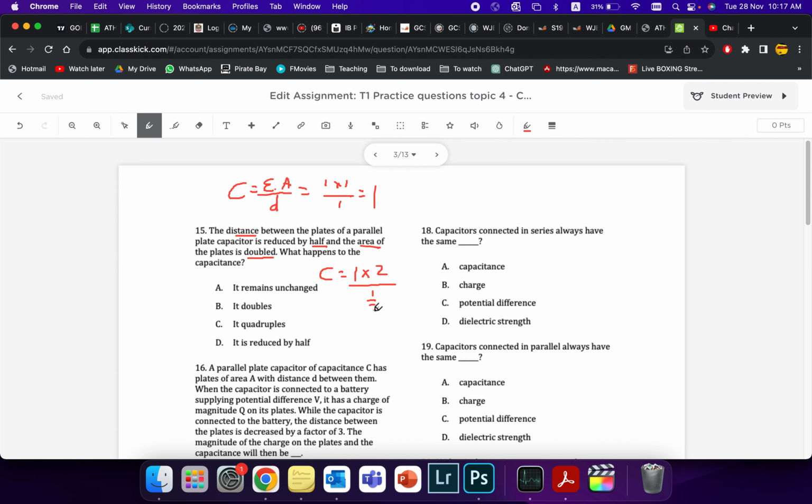I'm going to divide that by a half. 2 divided by a half. Put that into your calculator, you should get 4. So that will be 4C. In this case, it will quadruple. So the best answer here, of course, is C.